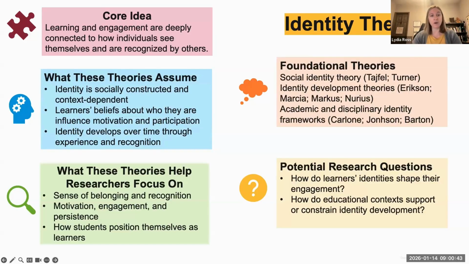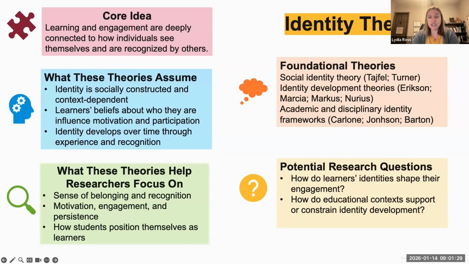So, it's very focused on individual identities and thoughts about the self. Identity theories can help researchers focus on experiences of belonging and recognition, but also student motivation, how students engage in classrooms, persistence through educational spaces. And they really help us understand how students position themselves as learners or as people. This might come up, for example, for people who are in STEM, there's science identity. There's a lot of research that says people who have a stronger science identity, if students feel that they have a strong science identity, maybe they learn more. So these focus on those different types of identities and how it moves through education.